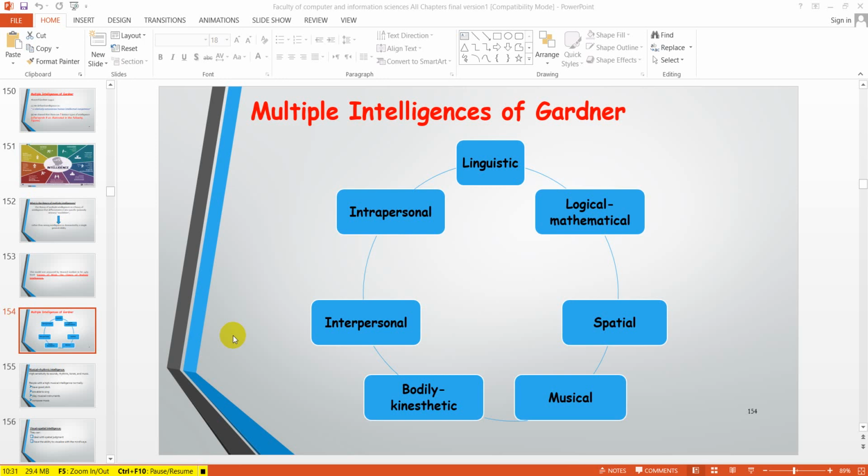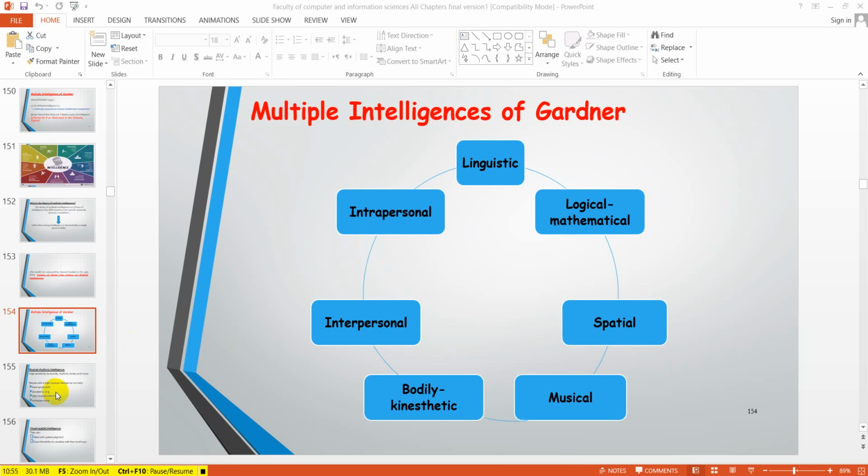And the second question, how to apply multiple human intelligence in the area or in the field of artificial intelligence, how to recreate multiple human intelligence in an artificial manner.